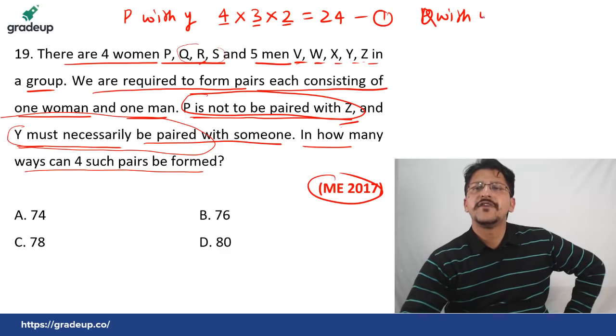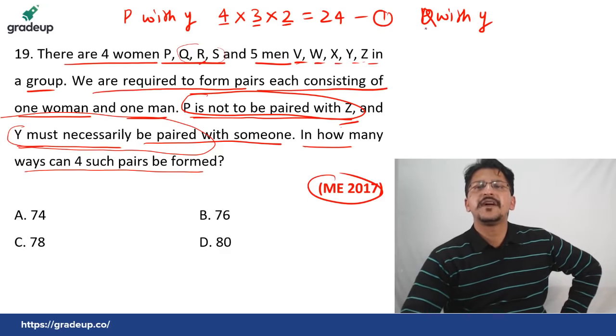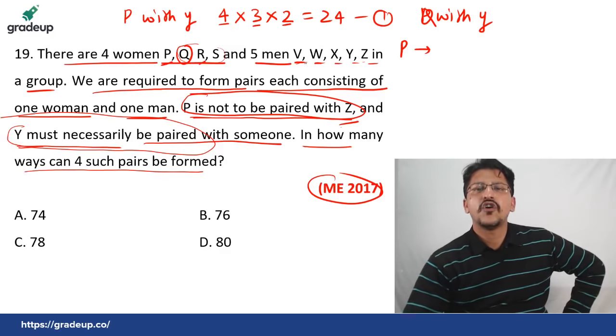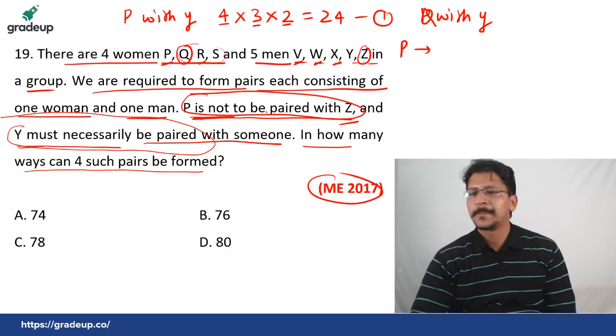Second case: Q paired with Y, or Y paired with Q, you can say. Now P can be paired with how many? Because when Q is paired with Y, P can be paired with only V, W, and X. It cannot be paired with Z, because this condition would be violated. Okay.